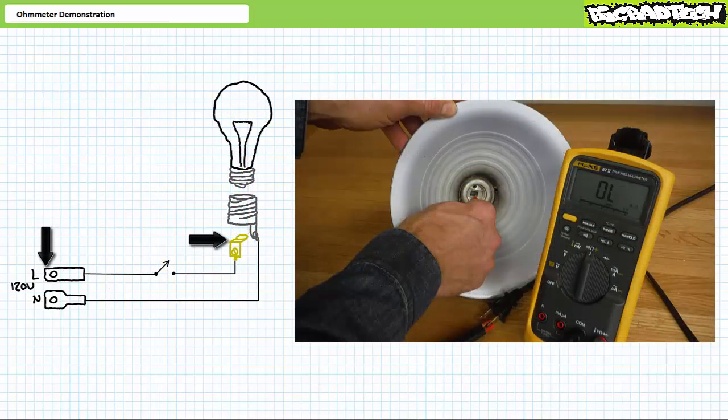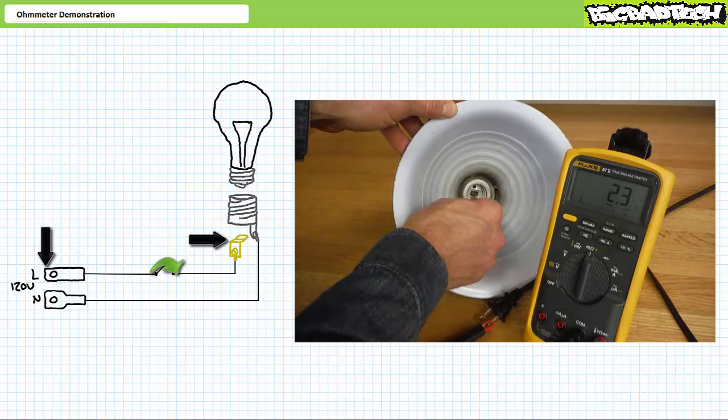An ohmmeter checking the path from the line blade on the plug to the bottom terminal of the bulb socket demonstrates an open or no connection exists. One of two things is happening here. Either we found the unintentional open, or the switch is open. Only one way to find out. Toggle the switch. The ohmmeter demonstrates now connection is made from the line blade to the bottom terminal.